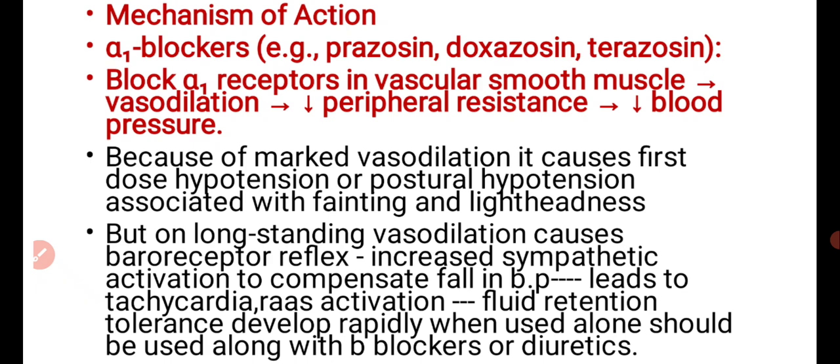However, they have all the desired actions. Because of this fluid retention upon chronic use, resistance to these drugs may develop. This is the drawback of these alpha blockers. That's why these are not considered first-line drugs.